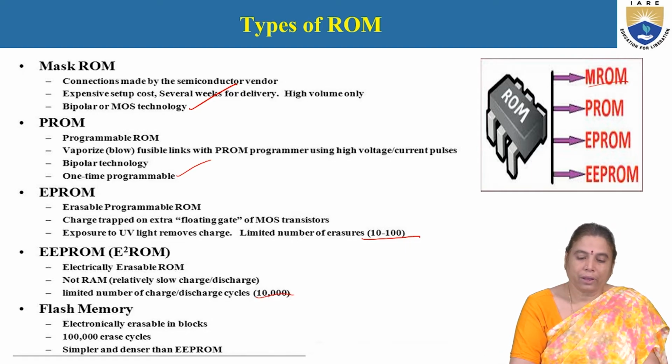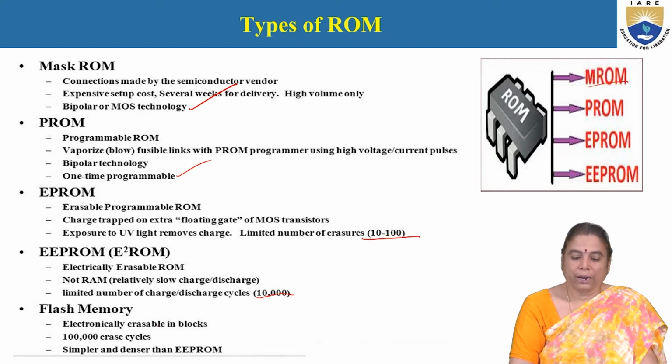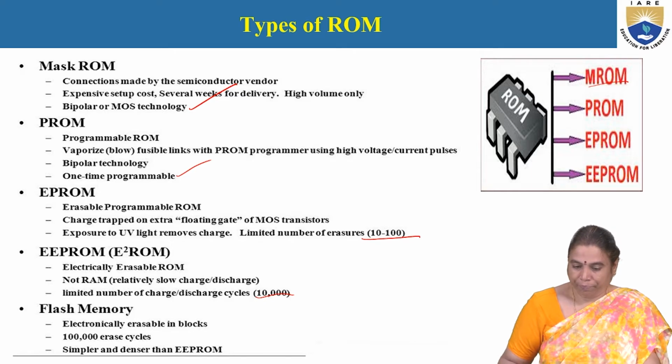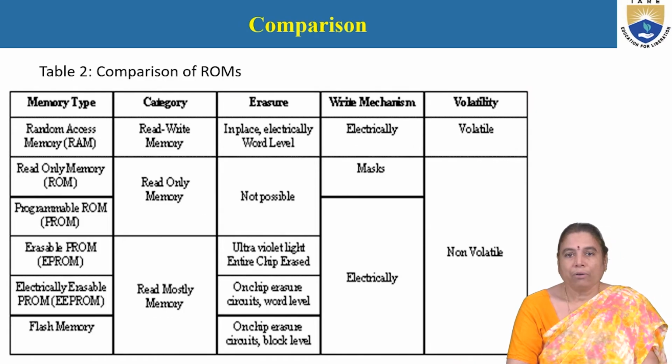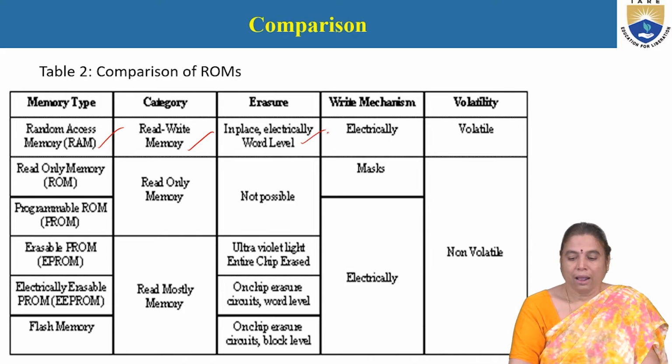The next variety is the flash memory. It is electrically erasable in blocks, and 1 lakh erase cycles can be supported in the case of flash memories. Now we have to compare the various varieties of memories. The first main memory is the RAM. It falls under the category of read-write memory, it is electrically volatile, and the write mechanism is done electrically. The volatile memory is the RAM.